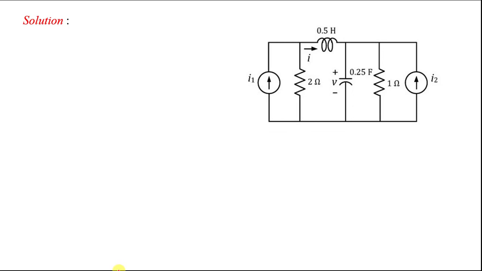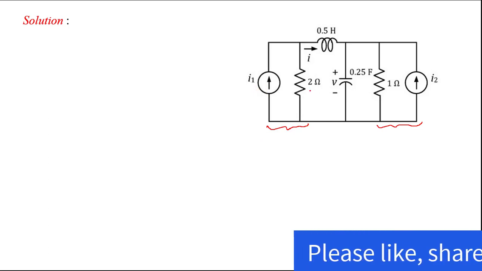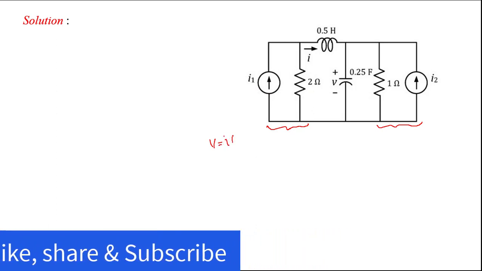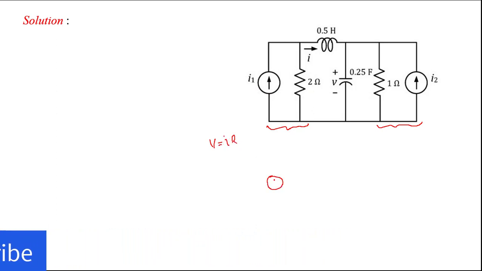In the given circuit as shown here, there are two current sources. This is the first current source and this is the second current source. First we will transform this current source into a voltage source. In the current source, the current is I1 and the resistance is 2 ohm. So V equals IR, and the voltage source becomes 2 I1, with a resistance of 2 ohm in series.